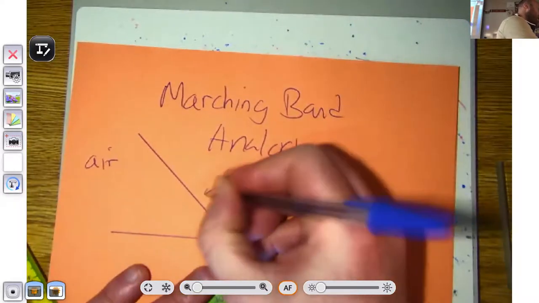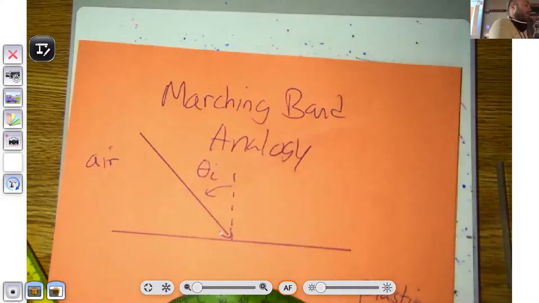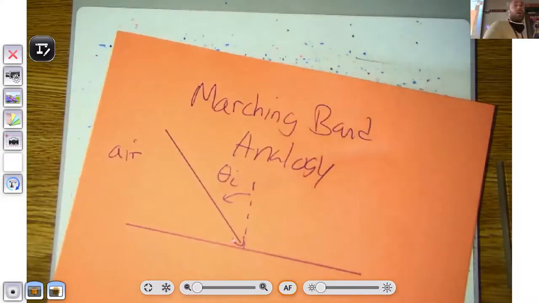So we could go ahead and measure that angle of incidence. However, Connor, you're going to be my expert on this because I did marching band in high school too, but I forgot everything that I know about marching band. It's just completely out of my brain. Like, I don't know how to mark time. I don't know any of that stuff. It's gone. Okay.